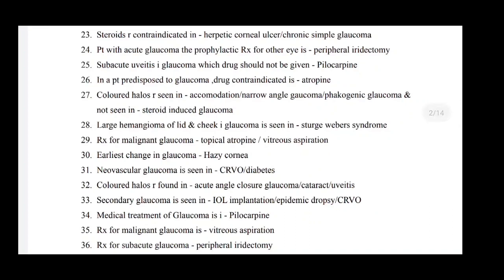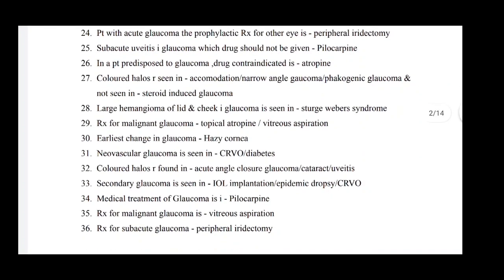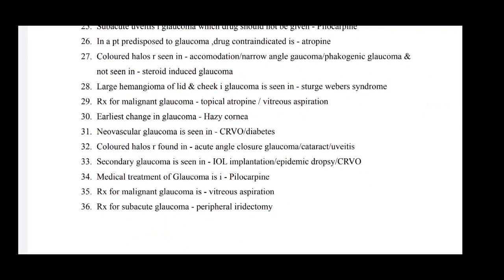Subacute uveitis with glaucoma, which drug should be given? Not pilocarpine. In a patient predisposed to glaucoma, the drug contraindicated is atropine. Colored halos are seen in accommodation, narrow angle glaucoma and phacogenic glaucomas, and not seen in steroid-induced glaucoma. Large hemangioma of lid and cheek with glaucoma is seen in Sturge-Weber syndrome.